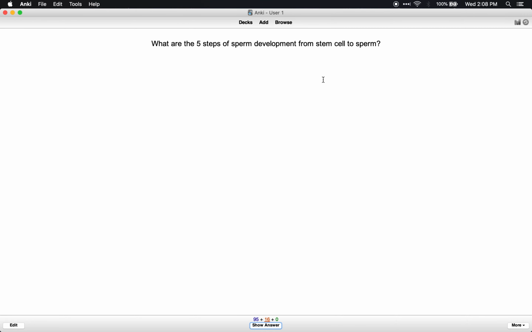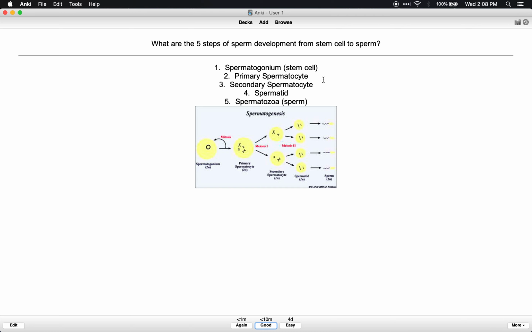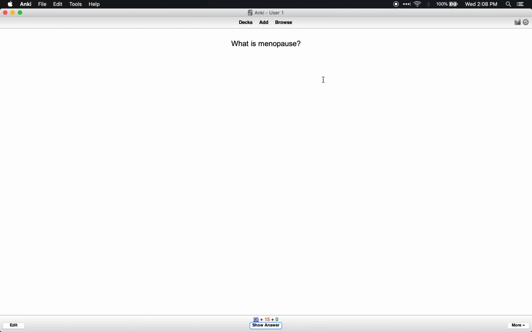5 steps of sperm development. So we first have the spermatogonium, which is the stem cell. Then we have the primary spermatocyte, secondary spermatocyte, spermatid, and spermatozoa. Okay.